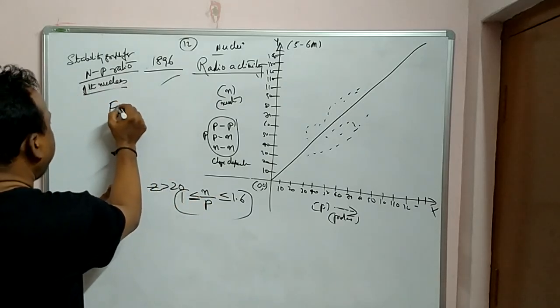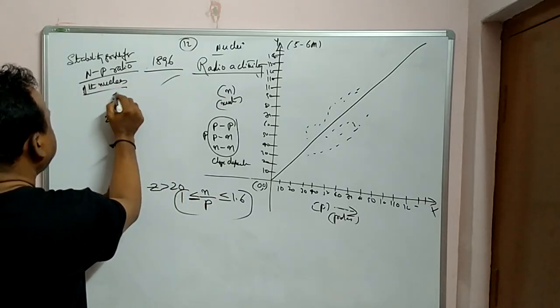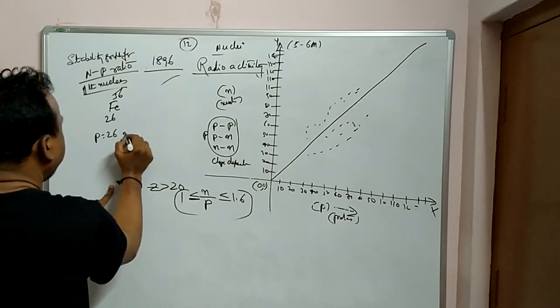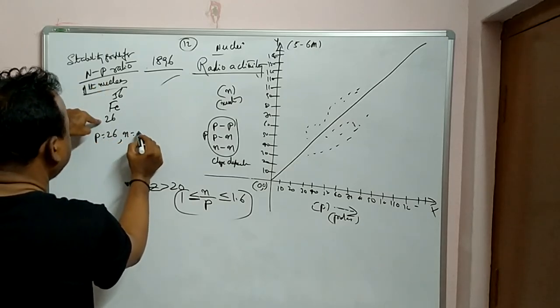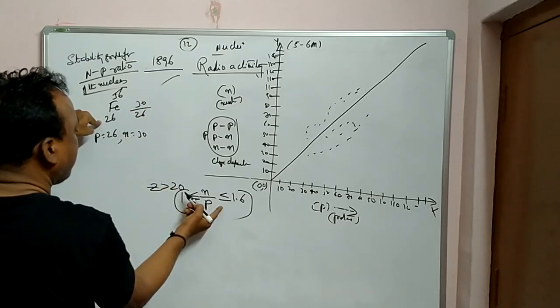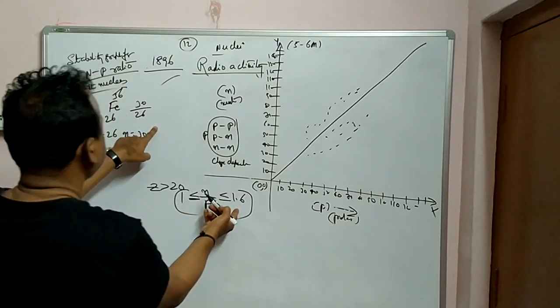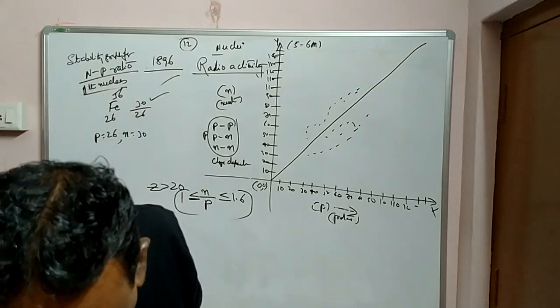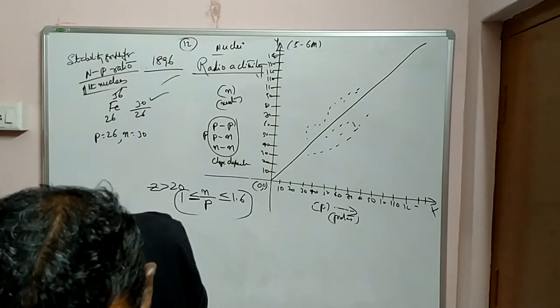If you take iron-56 with atomic number 26, how many protons do you have? 26. How many neutrons? 56 minus 26, that is 30. So 30 by 26, almost 1.5 to 1.6 neutron-proton ratio. Like that you can take iron or any other example. Okay.